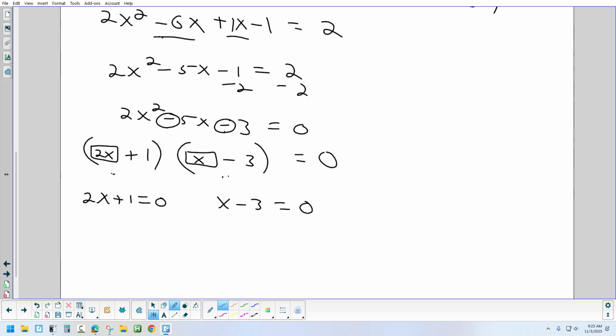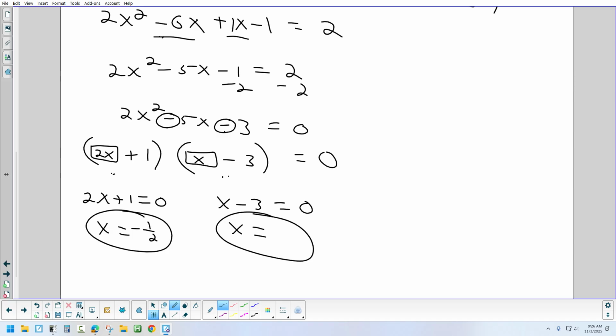What would we get for x when we solve that first equation? Yep. Negative a half. And how about when you solve the second equation? Probably 3. Okay, that's a pretty typical problem. That's generally about the amount of work they take.